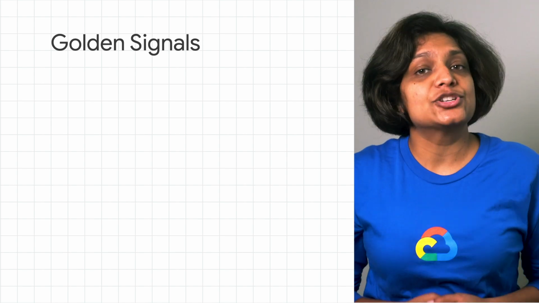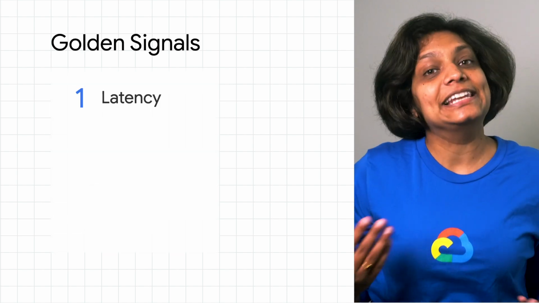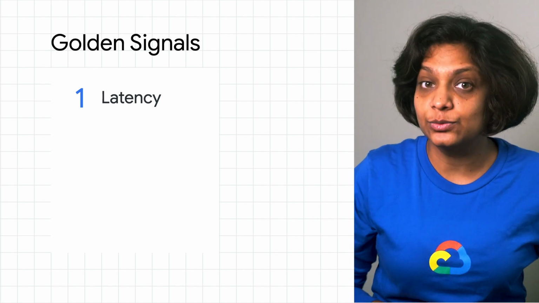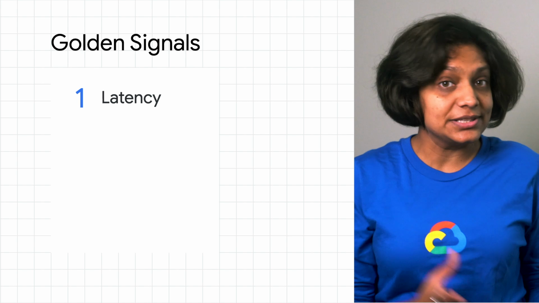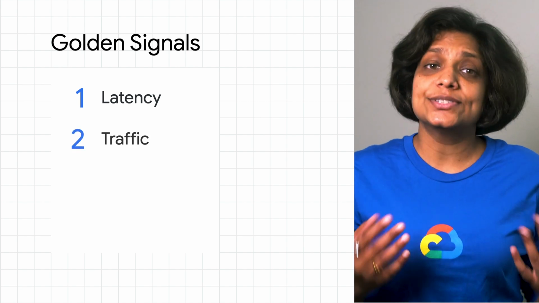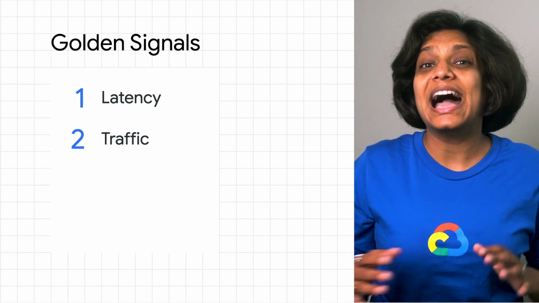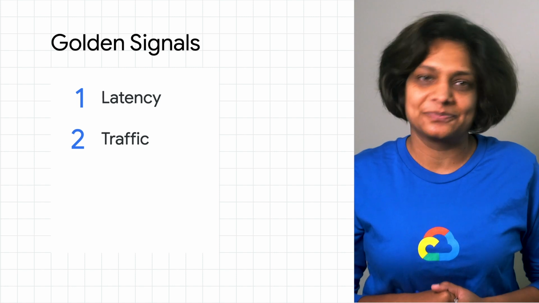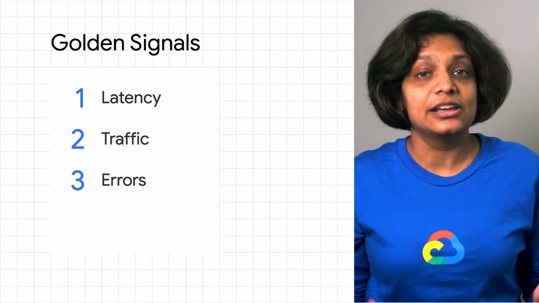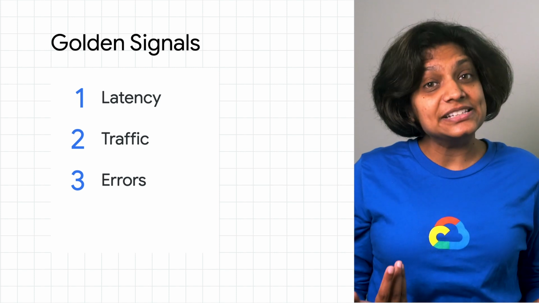If you can only measure four metrics of your user-facing systems, focus on these. First, latency, which is the time it takes to service a request. It's important to distinguish between the latency of successful requests and the latency of failed requests. Second is traffic, which is the measure of how much demand is being placed on your system, measured in high-level system-specific metrics.